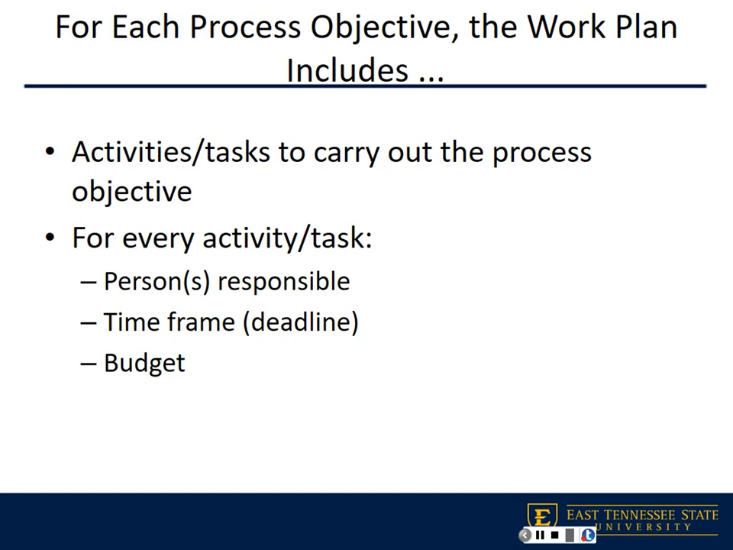Okay? And this action plan should include, at minimum, 3 different components. The different activities or tasks that we will need to carry out to achieve our process objective, and then for every activity or task, we need to identify who on our team is responsible for achieving that task, and what's the time frame or the deadline by which this task should be accomplished. This information can then inform the development of our budget.